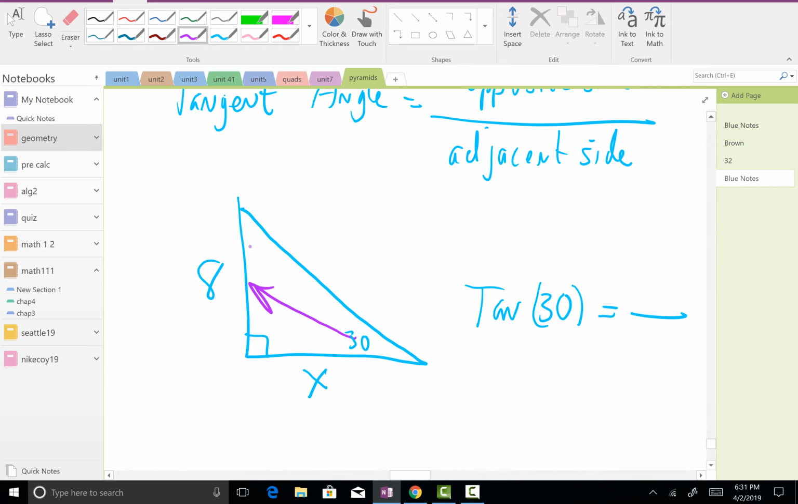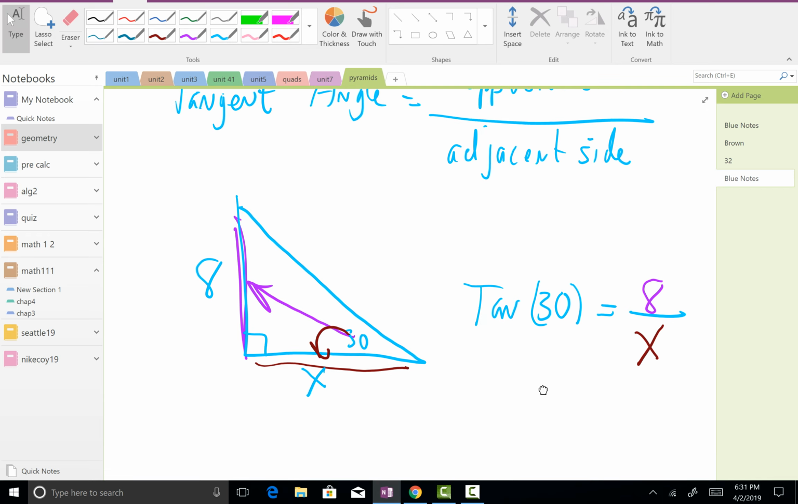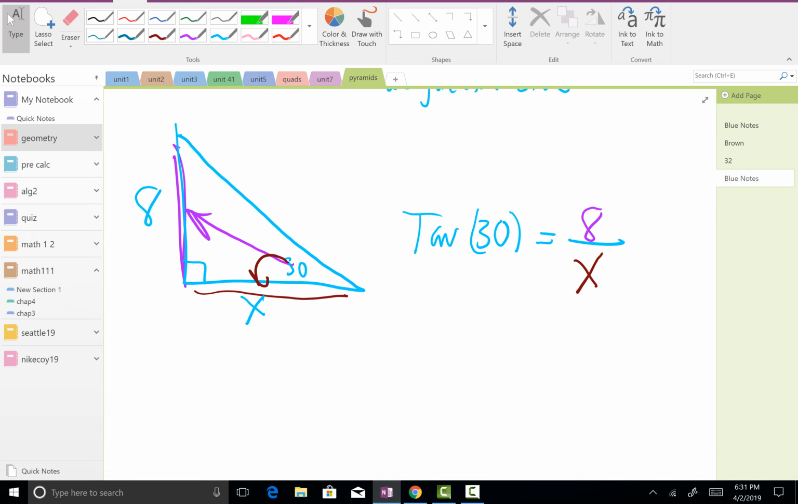That's the opposite side, that's 8. So I'm going to put 8 there, over the adjacent side, which is this one. We call this one the adjacent side, and it's going to be X. Now we have to find tangent 30. So we take a calculator like the one on our phone, or you can use Desmos, whatever you feel comfortable with, but you need to find a tangent of 30.